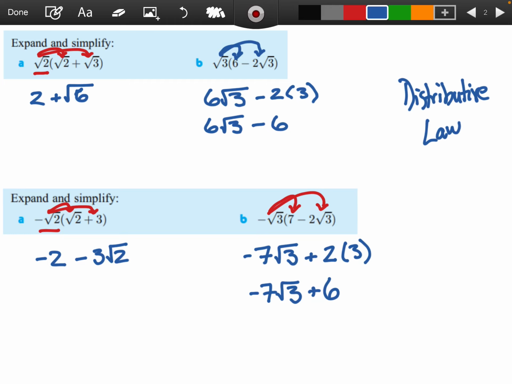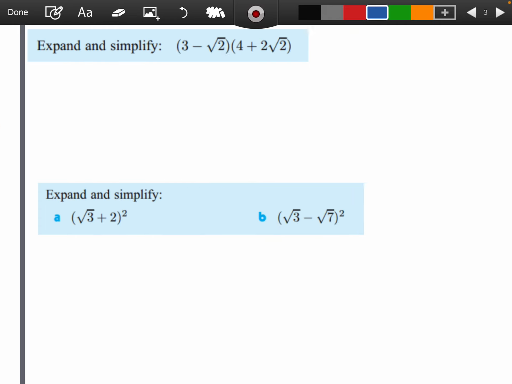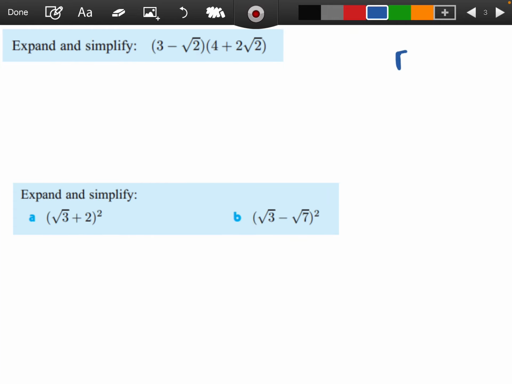So now we will move on to FOIL. This top example is FOIL, and you'll see these bottom examples, if you're looking ahead, we get into perfect squares. But again, use the shortcut or don't, FOIL will still work. So let's look at this top example. So 4 multiplications. First, we will do 3 times 4 to give me 12. Then we do outer, 3 times positive 2 root 2. So we've got plus 6 root 2.